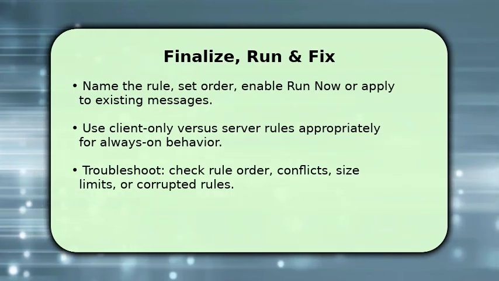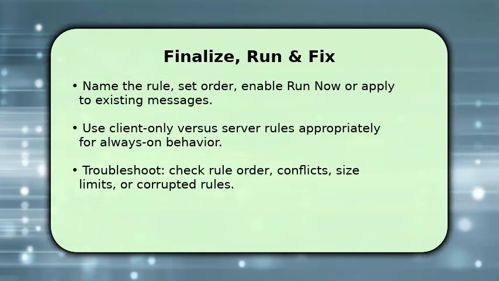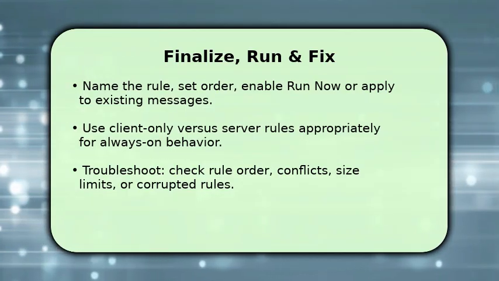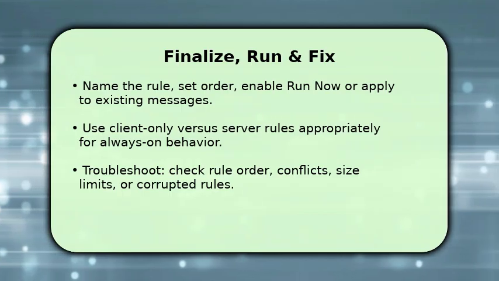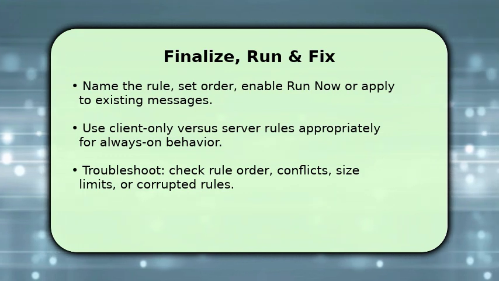If things go wrong, check rule order, disable conflicting rules, and verify mailbox size limits. Corrupted rules can be recreated by exporting, deleting, and re-importing settings. This final step ensures consistent delivery and recoverability.